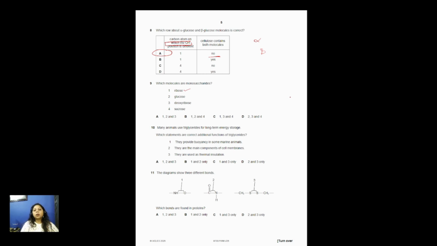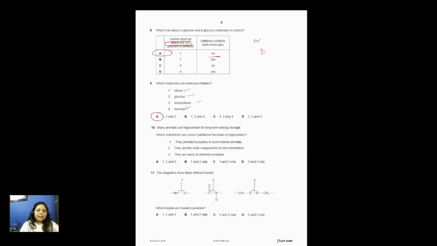The second one is glucose. It's a six carbon one. Then we have deoxyribose. It is also a form of ribose. So yes, it is a monosaccharide. While sucrose is not a monosaccharide, it's a disaccharide. So the answer is 1, 2, and 3, option A.